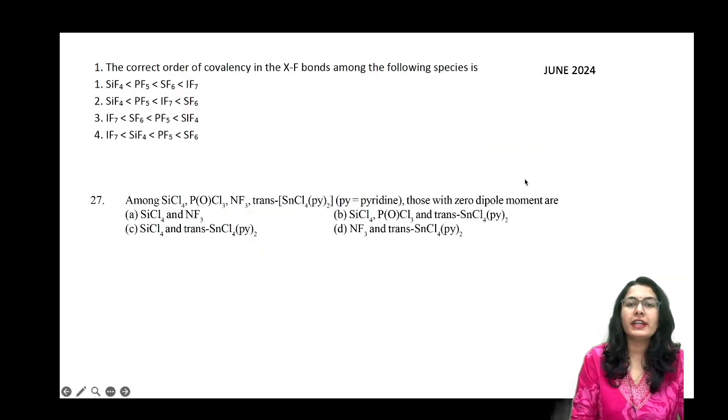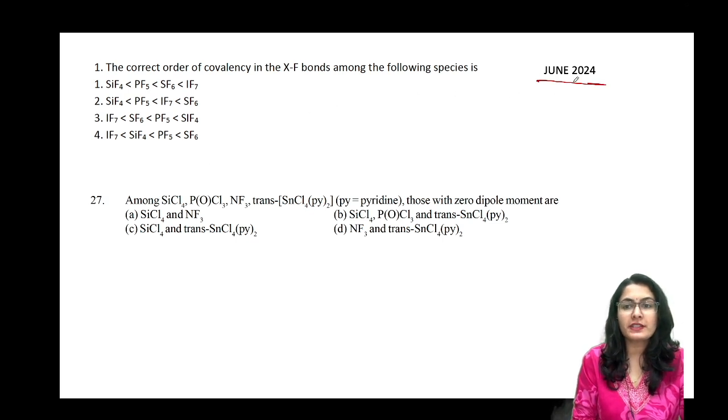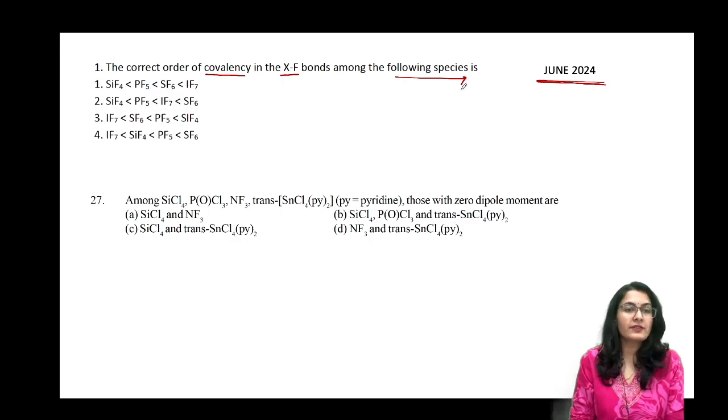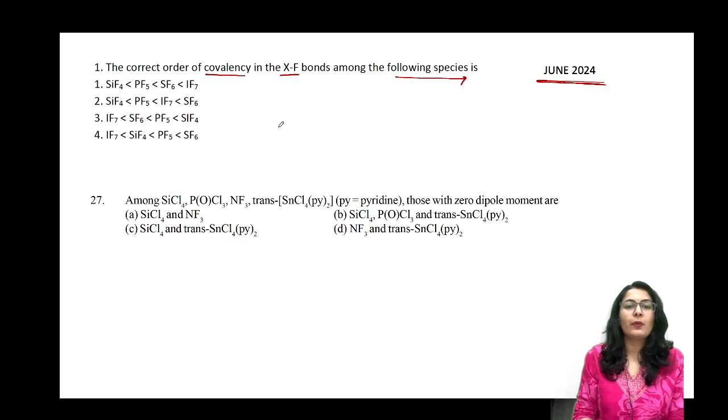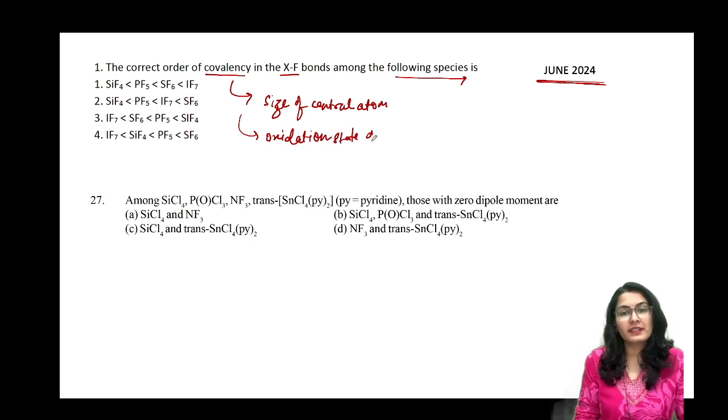Okay. Alright guys, so now we are going to do some questions based on group 14. So you see, this question is taken from June 2024. The correct order of covalency in the XF bond among the following species is. So yes, try this question by yourself, nothing too difficult. Correct order of covalency is asked, right? Yeah, let's see. What does the covalency depend on? Either the size of the central atom, or the oxidation state of the central atom.